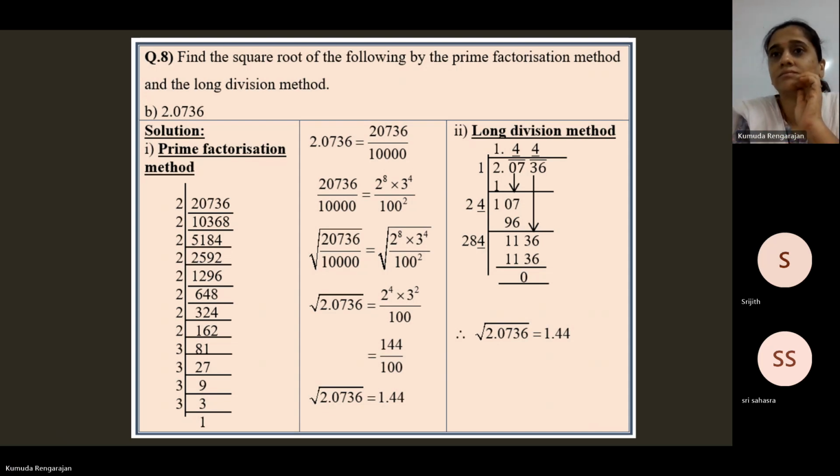Very good. Finish the long division method, Navneet? Yes. No, I think we have a different one, it's different.